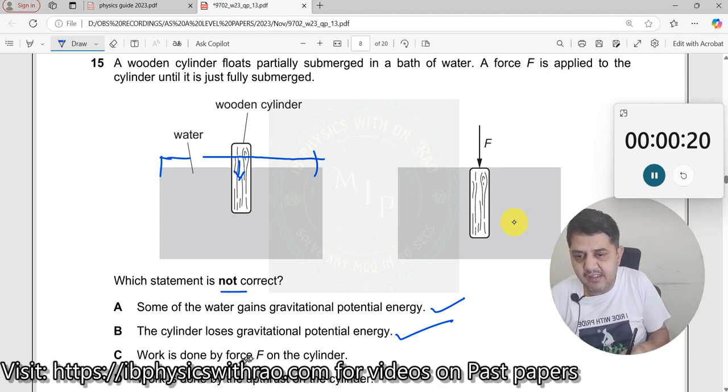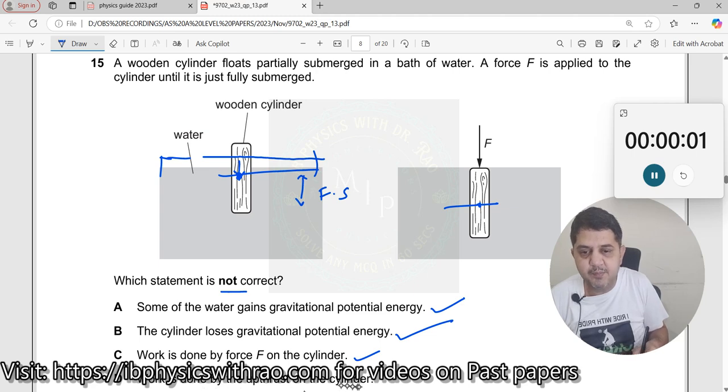Then work is done by the force F on the cylinder. See, initially the center of mass of the cylinder was here. Then when you moved it over here, the center came to here. As a result, it has moved by a given distance. So F times distance is not 0. So definitely this is also correct.